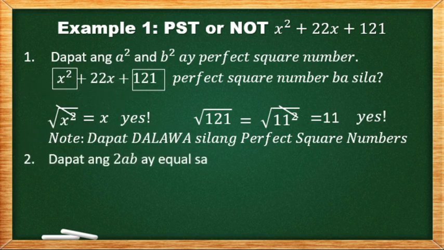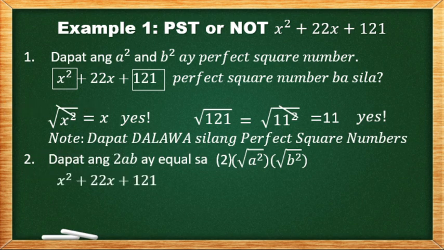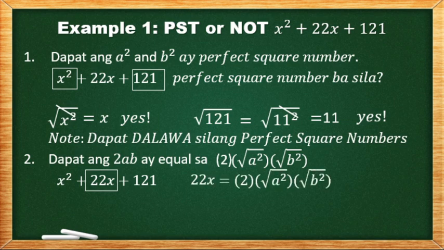Dapat ang 2ab ay equal sa 2 times square root of a squared times square root of b squared. Ang 2ab natin ay yung middle term ng trinomial. Ano ang middle term? 22x. So dapat ang 22x daw equal siya sa 2 times square root of a squared times square root of b squared. Again, 22x is equal to 2.